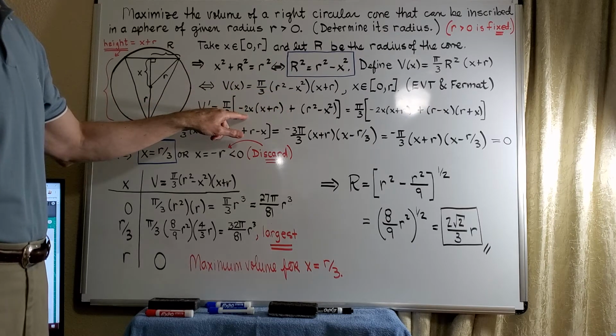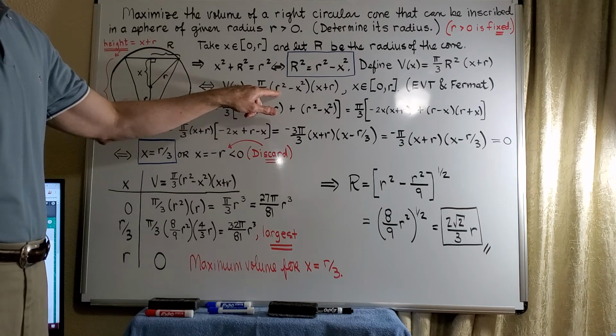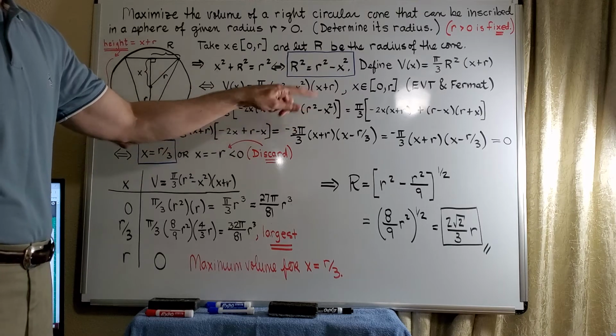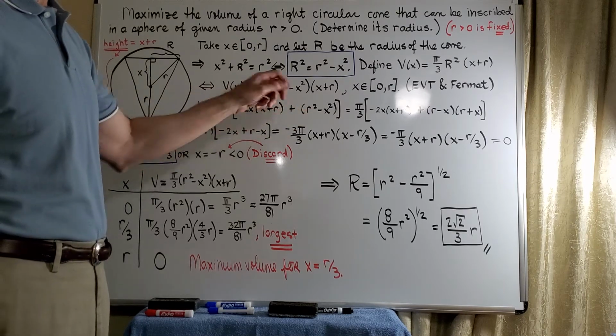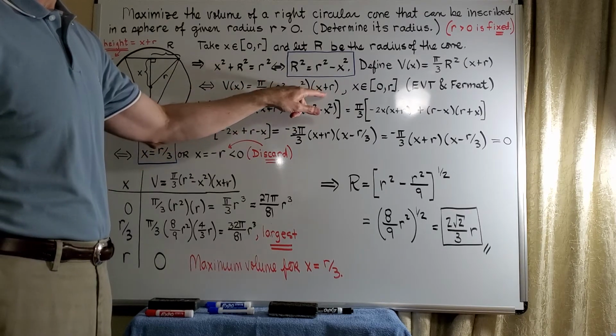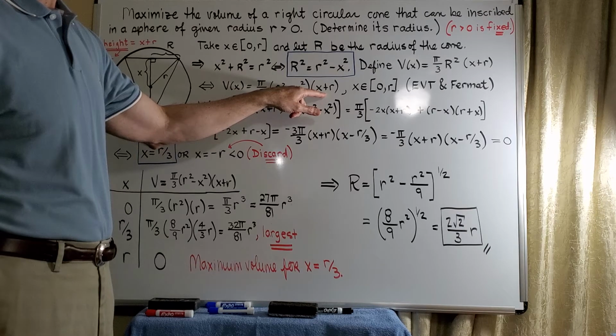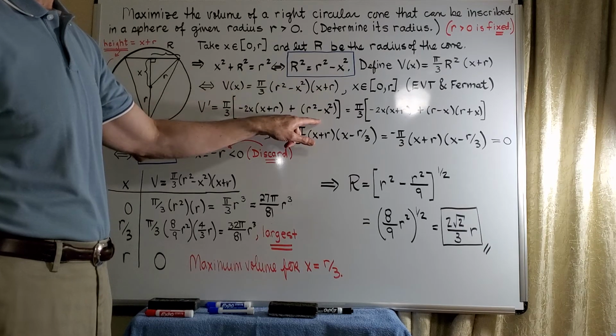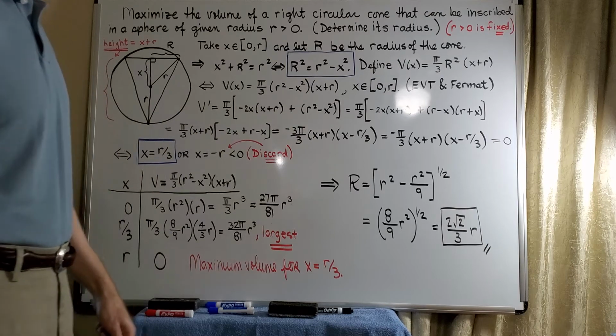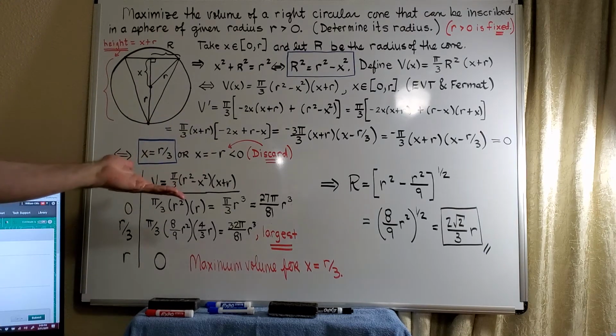We get a negative 2x. Remember, the r is constant. And then in the second term, we leave this one alone, but we differentiate with respect to x here and just get a 1. So we're only left with r squared minus x squared. Now, the algebra turns out to be really nice.